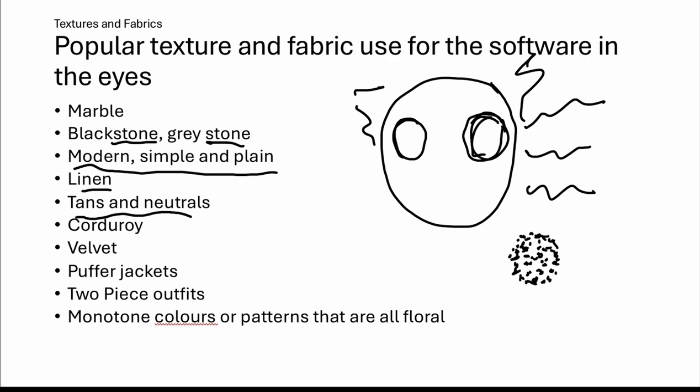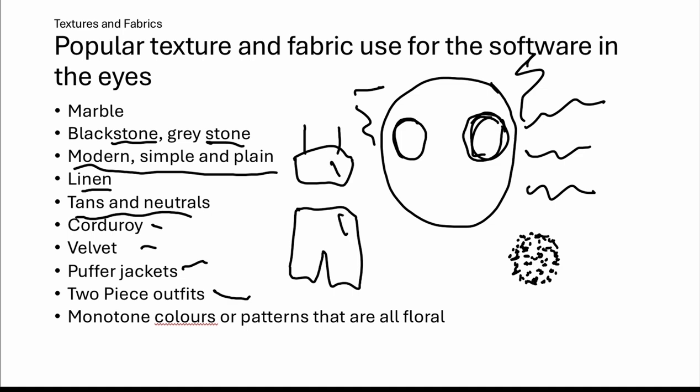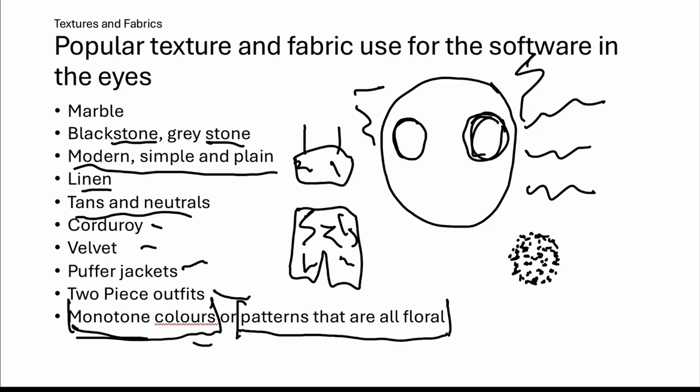It's also in corduroy, velvet, and puffer jackets that create sensations, as well as the software itself preferring two-piece outfits because it's easier to code the same texture and the same color for the outfits, as well as in monotone colors. But otherwise, if there aren't monotone colors, it appears to be in patterns that are floral, so that the entire outfit is in a floral piece.